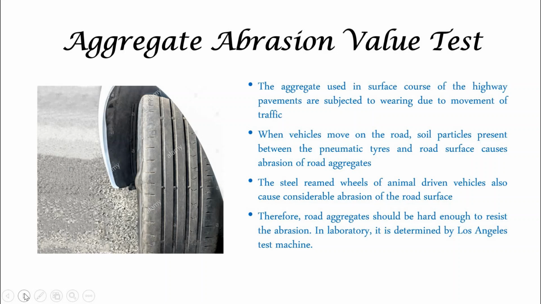Even in the absence of pneumatic tires, in the Indian scenario, we know steel-rimmed wheels of animal-drawn vehicles also use the same pavement. So these steel-rimmed wheels also cause abrasion on the road surface, and therefore the road aggregate should be hard enough to resist this kind of abrasion. So in this test, the Los Angeles abrasion value test, we are testing whether the aggregate which we are going to use in the field is resistant enough to face these kinds of abrasion.